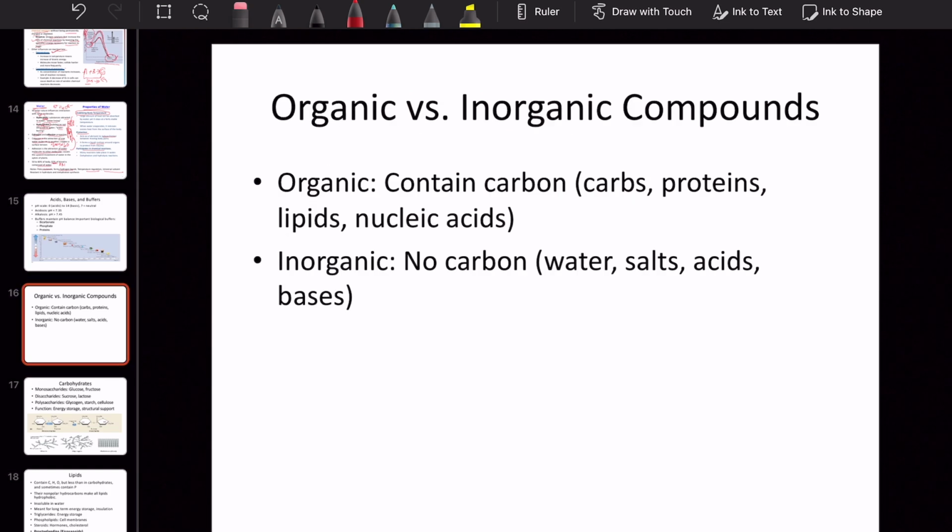Organic versus inorganic compounds. Organic is what? Anything that contains carbon. For example, big molecules like carbohydrates, proteins, lipids, nucleic acids. That doesn't include carbon dioxide. Carbon dioxide is not organic, even though it does have a carbon. Inorganic has no carbon: water, salt, and so on.